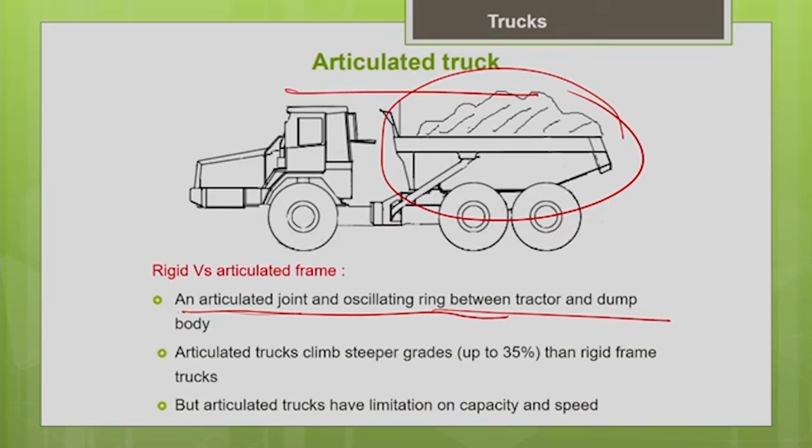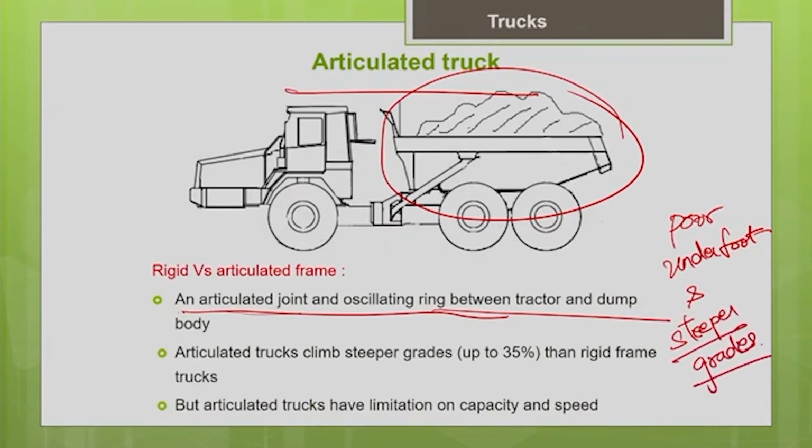So, this is commonly used for poor underfoot conditions. Poor underfoot conditions in the sense the terrain is very bad and you have to climb steeper grades. In that case, you have to go for this articulated truck. For tough conditions, if the machine has to climb a steeper grade or it's a clay area, which is not possible for a rigid frame to maneuver, in that case, you can go for the articulated trucks. They are basically designed for tough underfoot conditions.